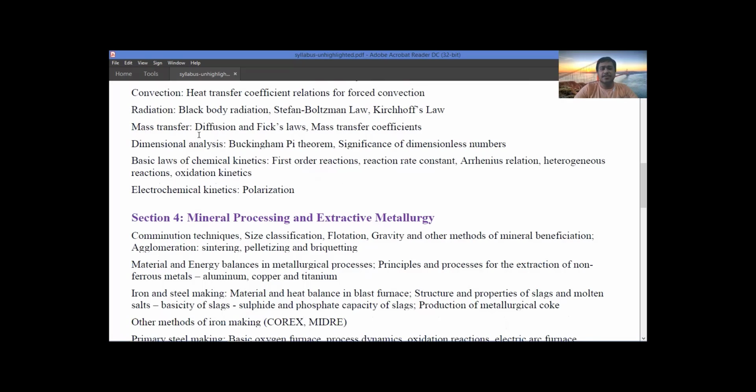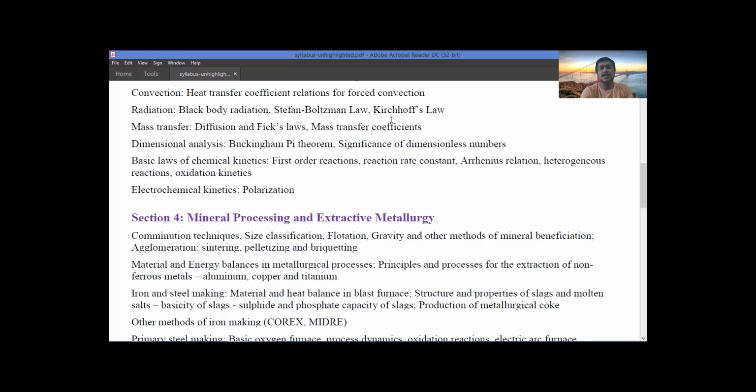Mass transfer contains diffusion and Fick's law, mass transfer coefficients. This is a part of physical metallurgy, I would say, because the basic problems they ask in GATE will be related to the concepts given in Callister. So you just have to understand the basic concepts of diffusion and Fick's law, the derivation, how it comes, and what are the limitations of Fick's law. That is sufficient. And if you want to understand the problems, then I prefer reading Callister chapter 5, diffusion. Everything related to diffusion will be covered in this chapter.